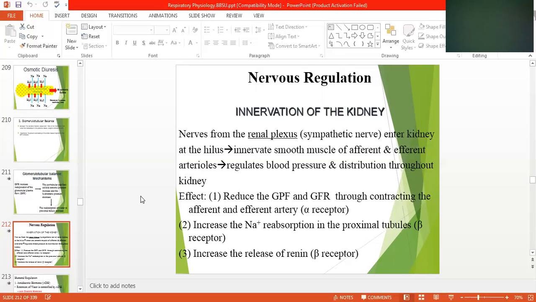Increase the sodium reabsorption in the proximal tubule. Beta receptors are present in the proximal tubule. Alpha receptors are present at the afferent and efferent arteries. Increase the release of renin. Beta receptors mean renin, one of the chemicals released from the kidney, causes vasoconstriction.